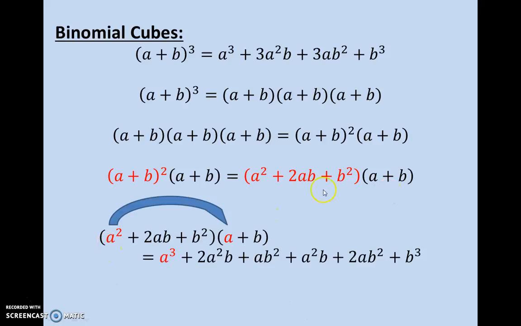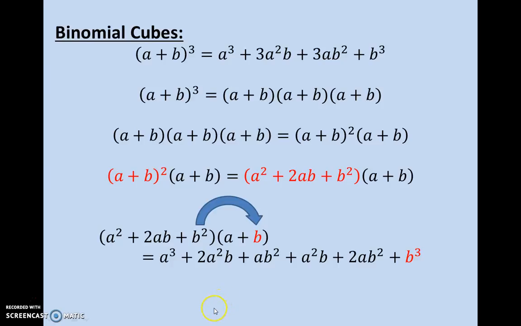So that means that if I take this trinomial and distribute it, I'm going to do a squared times a to get a cubed, 2ab times a to get 2a squared b, and then b squared times a to get the ab squared. Next we will multiply a squared times b, that gives us this a squared b, then 2ab times b to give us the 2ab squared, and then b squared times b to give us the b cubed. I have now distributed all 3 of these terms over the a and the b.